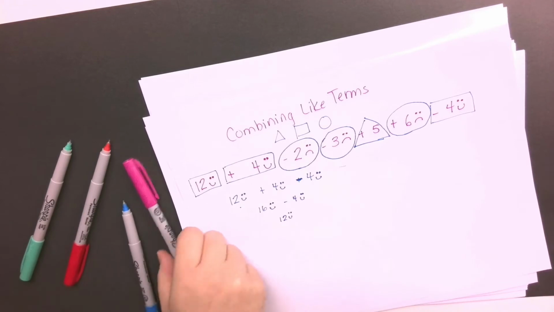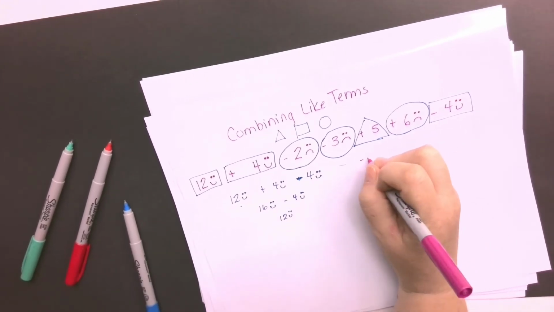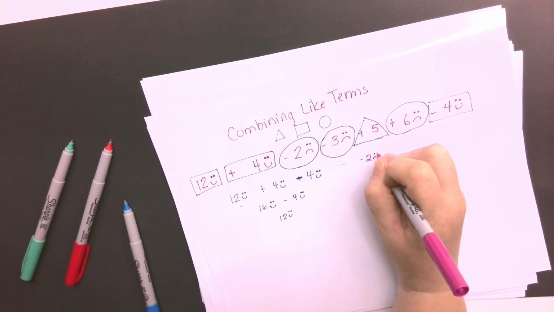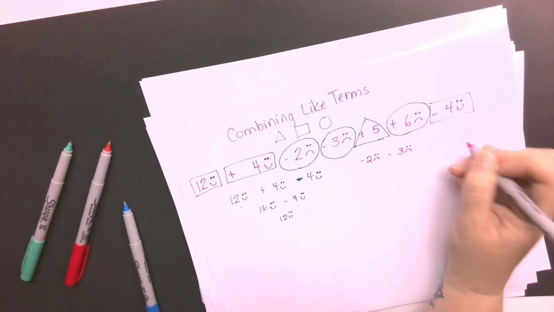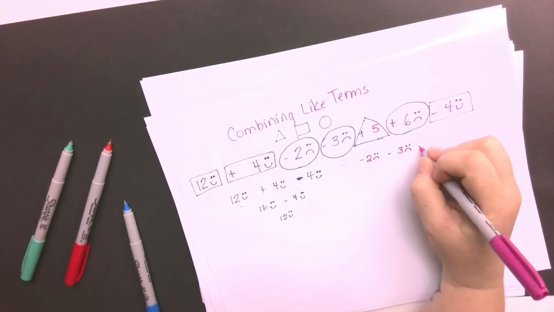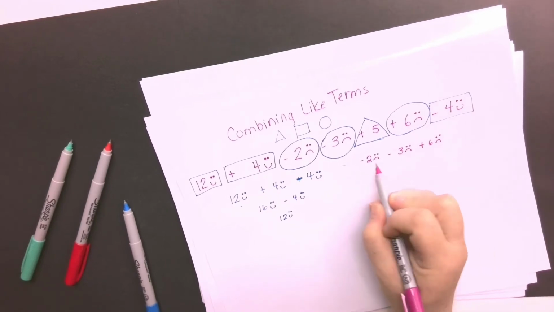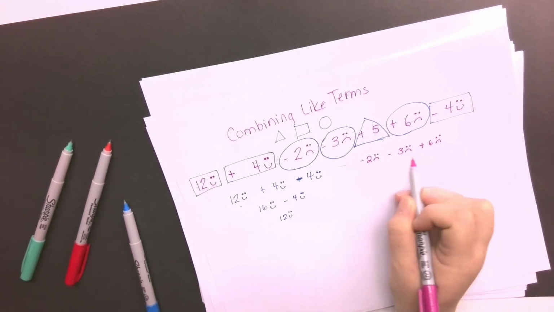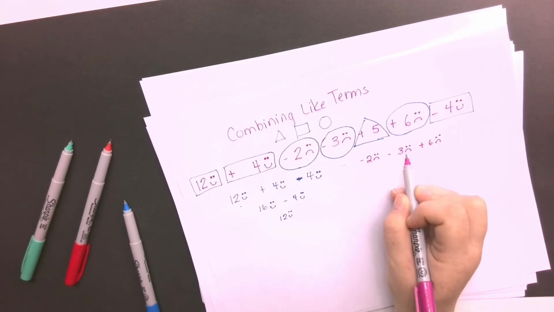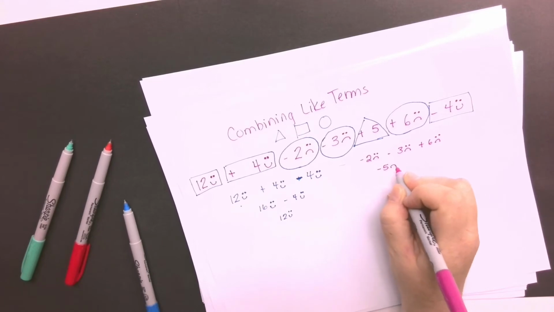Let's go back and combine our circles. We have 3 circles. So we have a -2, -3, and we have a +6. Now, these two terms have the same sign, so I know that I can add and keep the sign. 2 and 3 is 5. And they're negative, so that becomes -5.